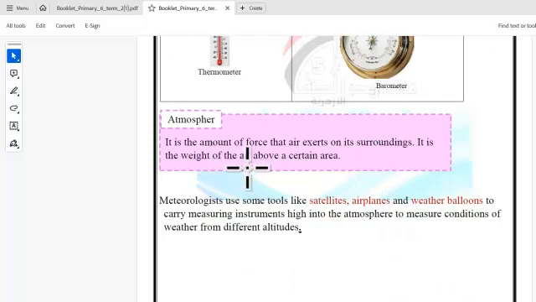Atmospheric pressure is the amount of force that air exerts on its surroundings. It is the weight of the air above a certain area.